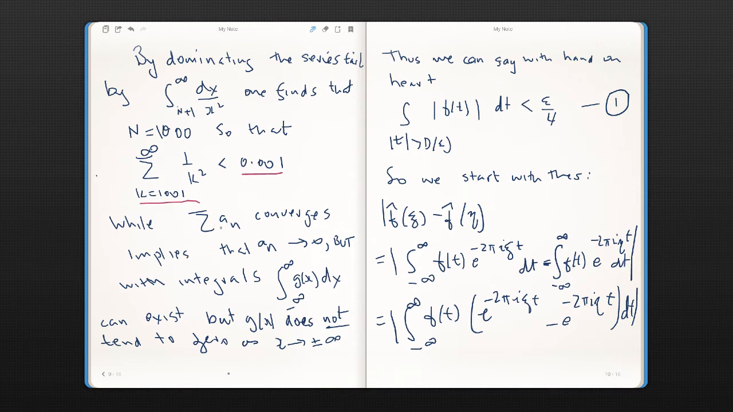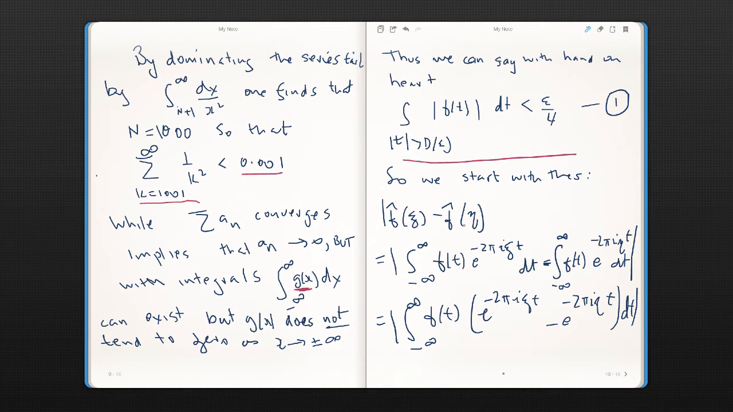When you're dealing with series, we know that convergence of this series implies that the terms tail off to 0, but with integrals, that's not the case, because you can get this integral converging. This can exist, so the partial sums converge, but this thing here does not necessarily tend to 0 as x goes to plus or minus infinity, because you can construct examples where that doesn't work. But we can say with our hand on our heart that this is true. So this is an important bound we need to make this work.